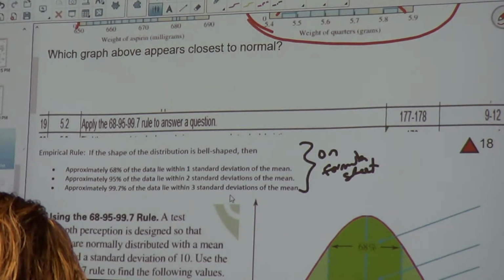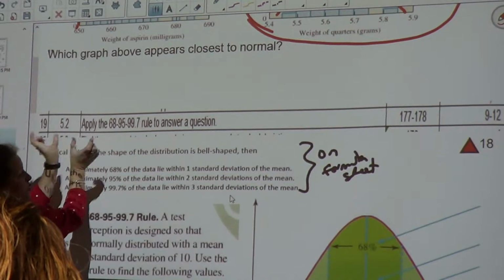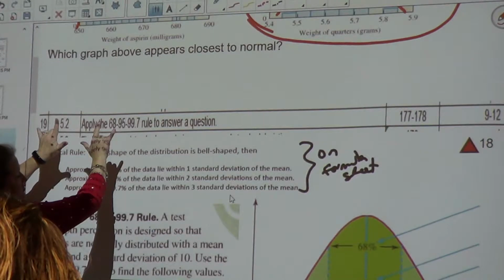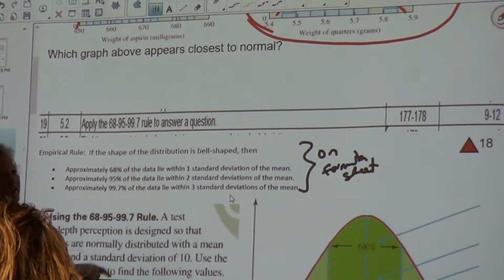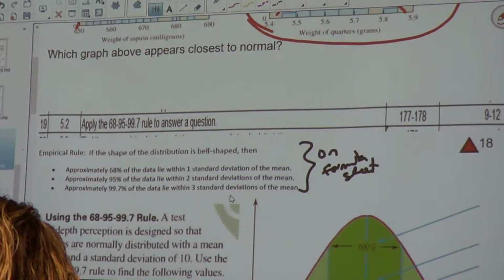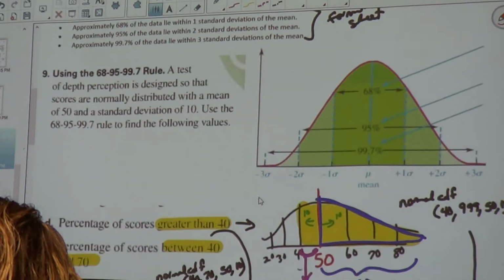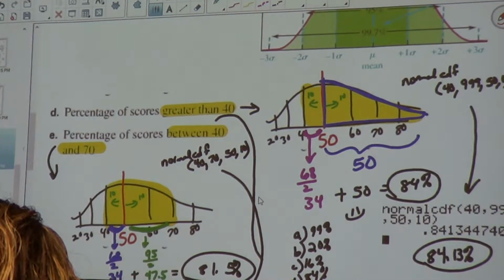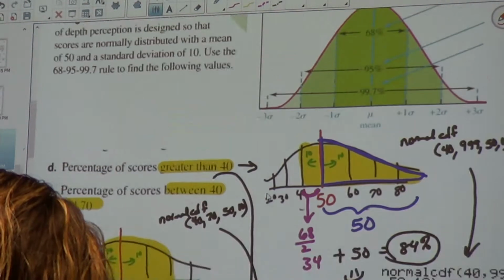On your formula sheet, it does remind you that 68% of the data are 1 jump to the left and to the right. 95% of the data are 2 jumps, and 99.7% are 3 jumps to the left and to the right. So that is on the formula sheet. This is the one where we said, is it a half jump, is it a whole jump? Remember those? I left it all on here, but let me show you. Let me get to my problem.